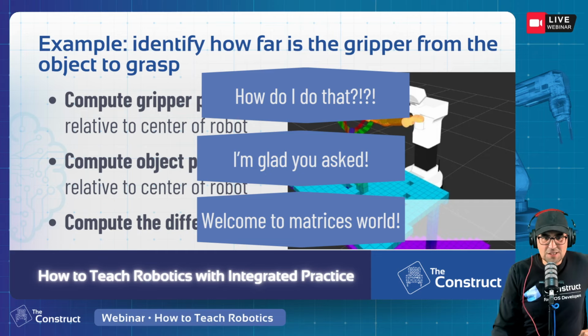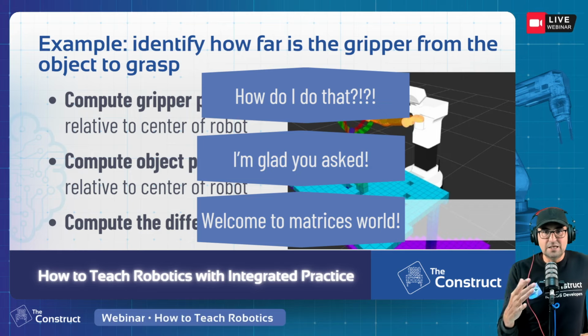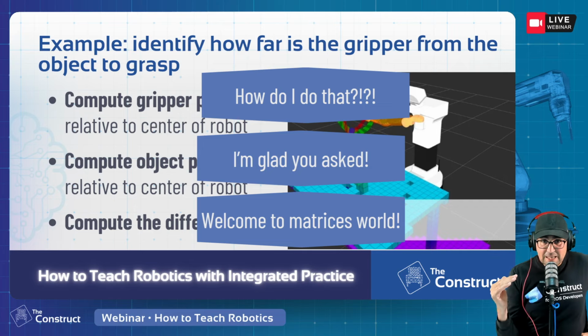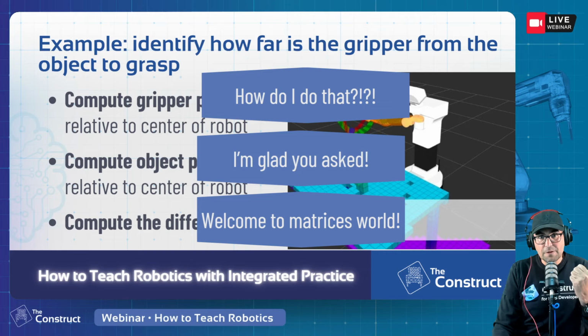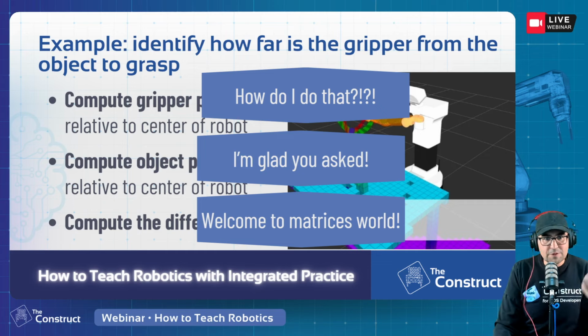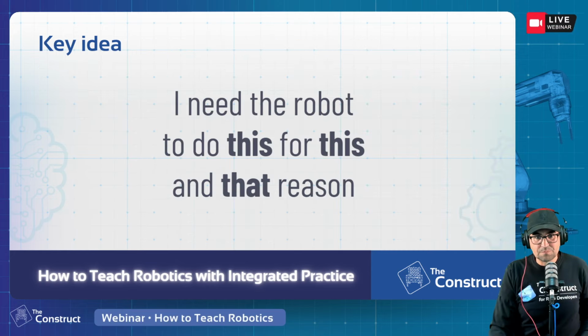So I have to teach you this concept. I know this looks like a small difference, but it's a difference that makes the understanding smoother and faster for the students, because it is related to something physical, something in reality, that is how far is the gripper from the object to grasp. And we are solving that problem all the time.